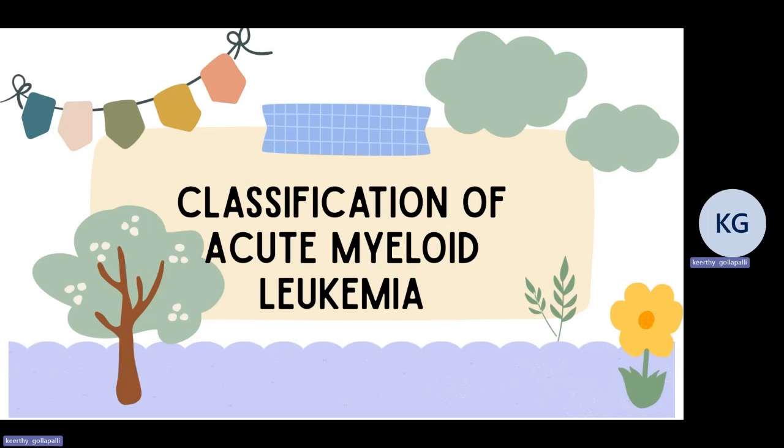So today we are going to discuss acute leukemia. As we all know, the classification of acute myeloid leukemia is very confusing. We always find it difficult to remember, right? So I'm making a small effort to make it easy so you can retain it.